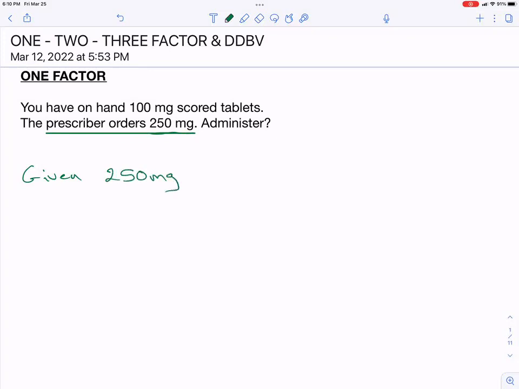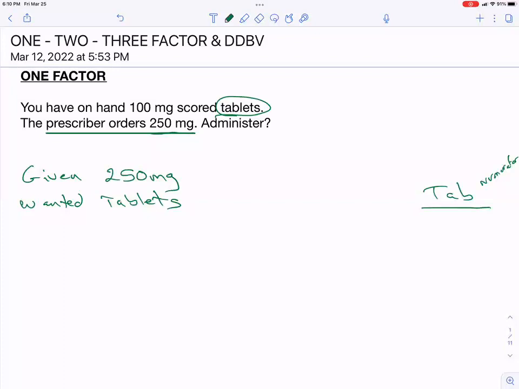The second step is to identify what is the wanted quantity. What is the answer we are seeking to the problem? Well, how do I know what is wanted in this problem? I have to look at what's available, and it's tablets. So my wanted is tablets, and I'm going to put this over a line because this is going to represent what I need in my numerator. So my given is 250 milligrams. My wanted is tablets because that's what I have available.